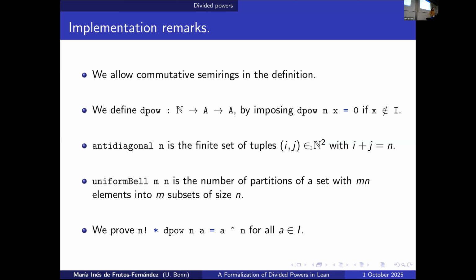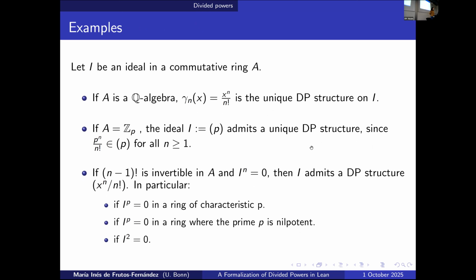Okay, now once we have the definition, the first thing that we did is to formalize some examples that are interesting. The first example is if your ring A is a Q-algebra, so if you can divide by n factorial, then actually the family x to the n over n factorial is the only divided power structure on any ideal that you want to consider.